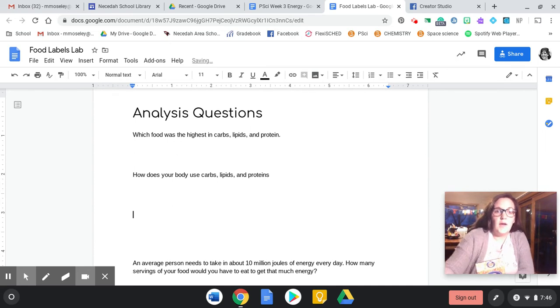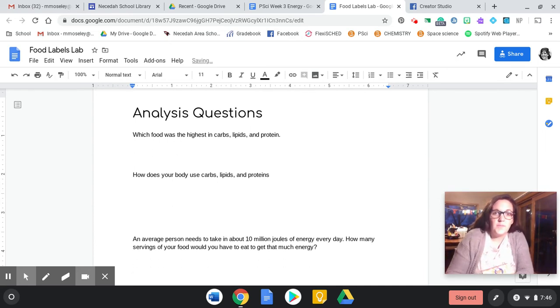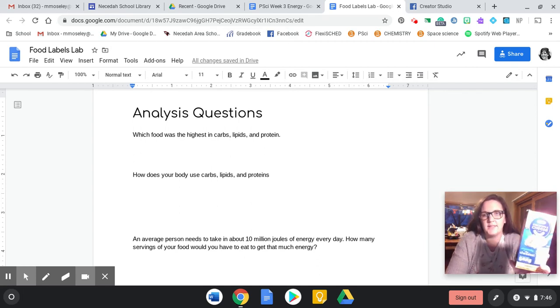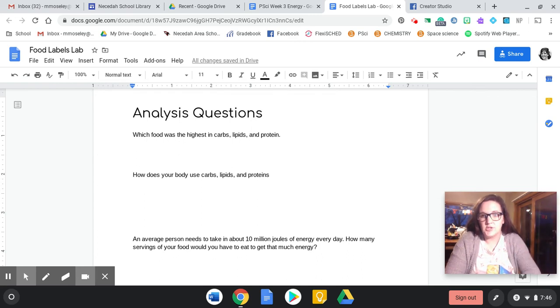Gone. And then there's a question about the average person needs about 10 million joules of energy every day. And if I had to pick just one food to eat all day long, how much of that food would I have to eat? So if I was going to power my body on mac and cheese alone, how many mac and cheese servings would I have to eat to get to my 10 million joules of energy? So this is just a way for you to explore how does the food you eat relate to the energy that your body needs to keep it going.